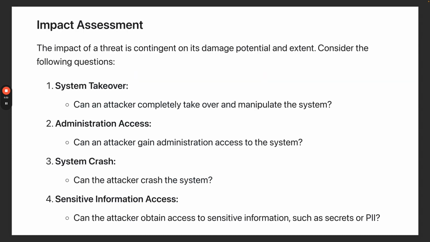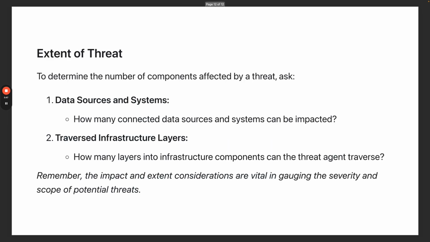Additionally, let's talk about how to assess the impact of something. Can the system be taken over completely and an attacker manipulate the system? Can they gain administrative access? Can they crash the system? And can they extract sensitive information that you want to protect from your clients or customers?